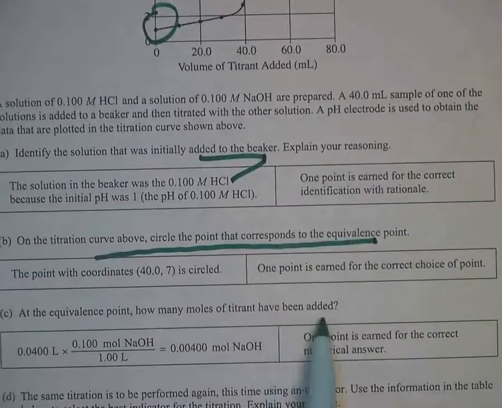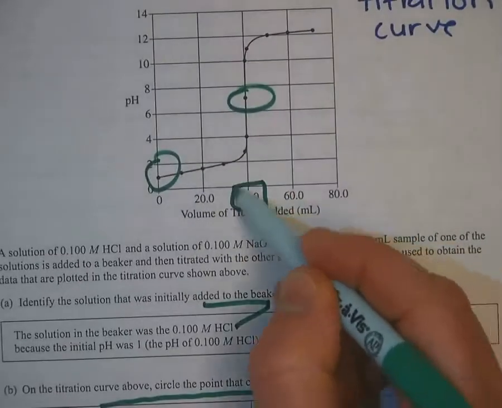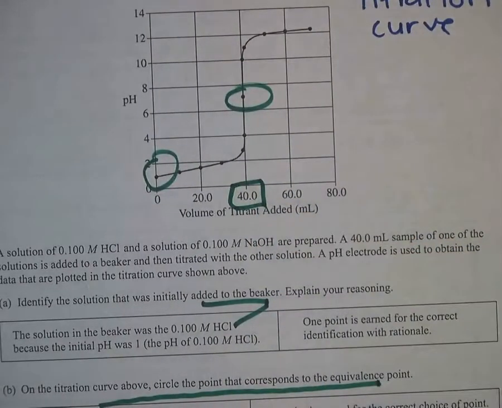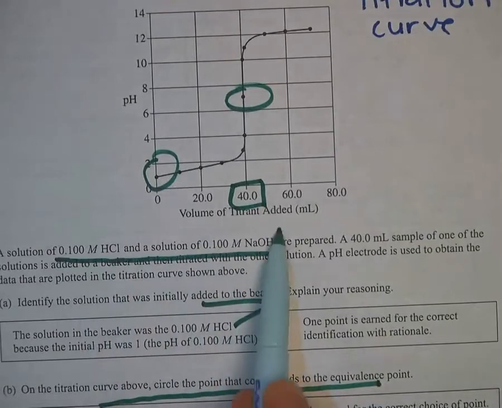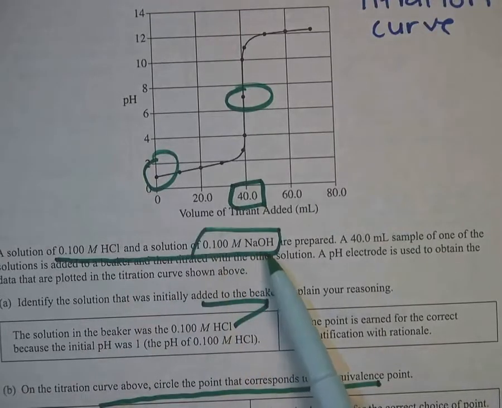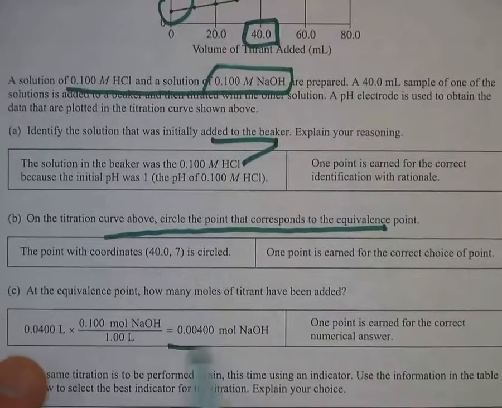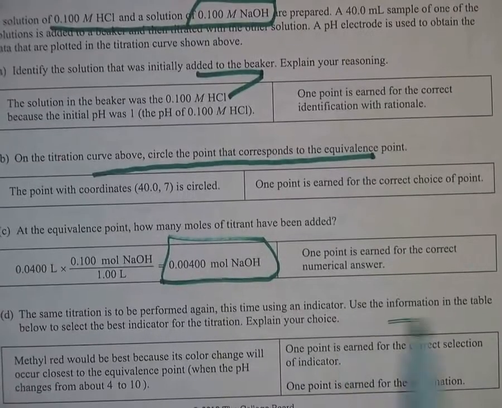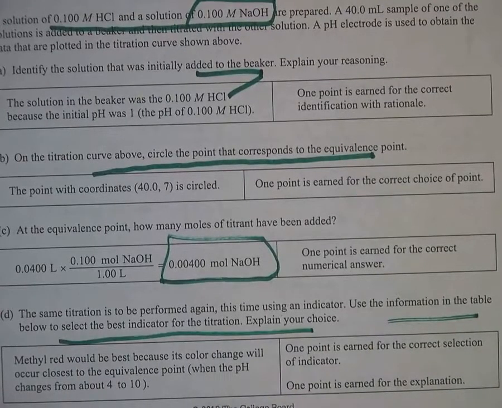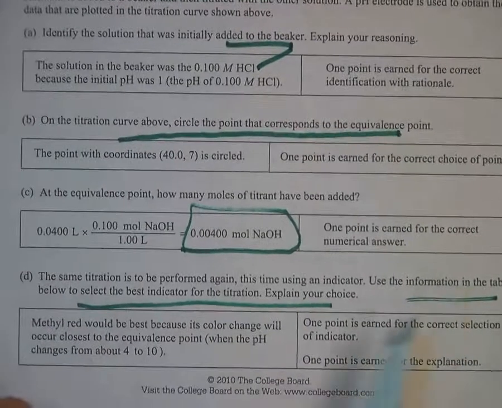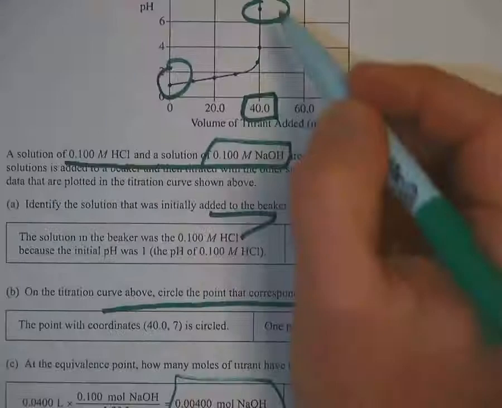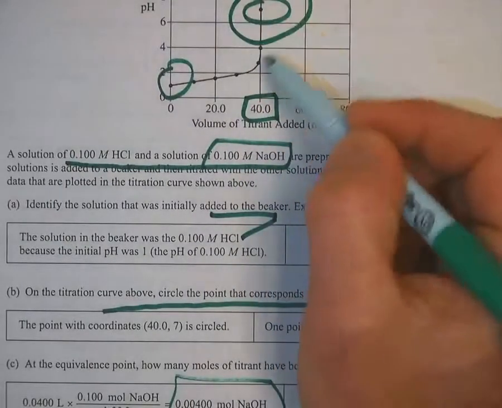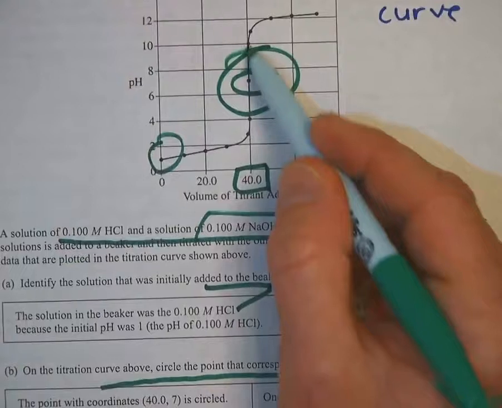At the equivalence point, how many moles of titrant have been added? Well, we've got the volume right here, right? And it tells us that it is 0.1 molar NaOH. Multiply those two critters together, and this was a part of the test where you couldn't use a calculator, so 0.004. The same titration is performed again using an indicator. Use the information in the table below to select the best indicator. They give you a table below this that you can't see. Your best choice is methyl red because you want it to change somewhere in here. So choose an indicator that has a pH change somewhere in this steep part of the equivalence point. That's the end of that question.